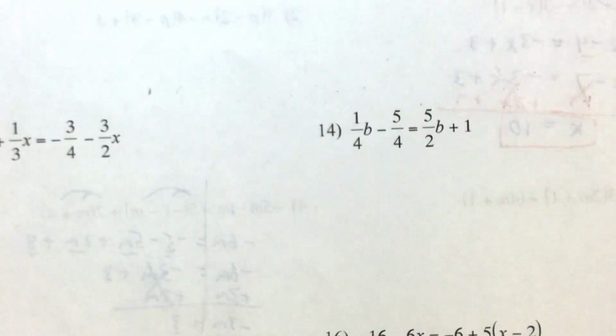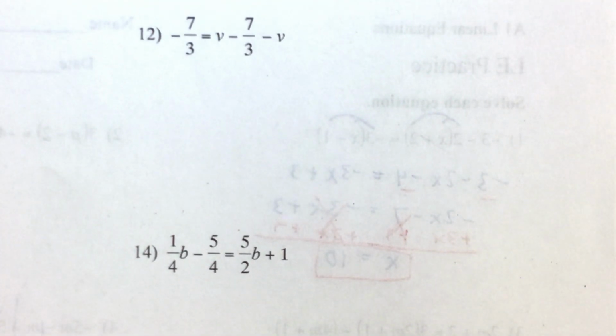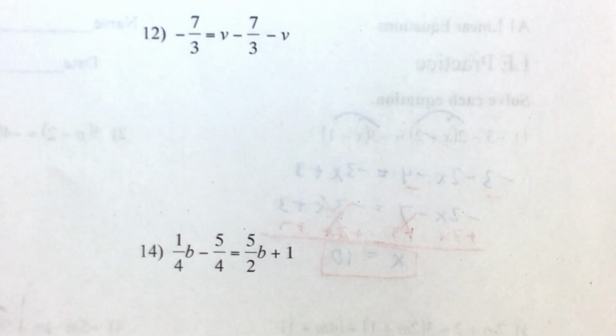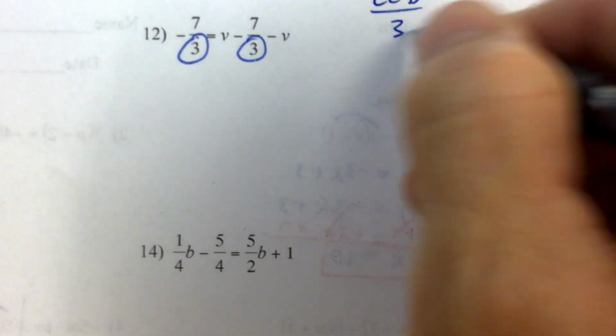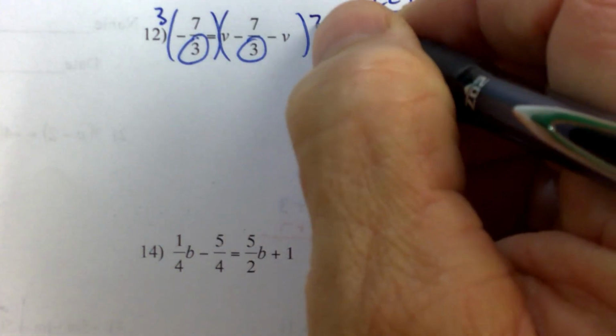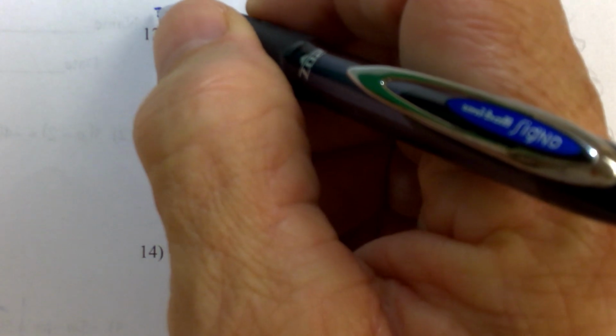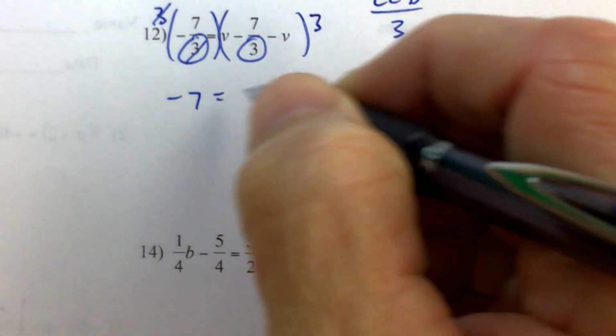Alright, let's scoot on over and look at number 12 on the back side. So for number 12, again, we've got a situation where we've got fractions, and when every denominator is the same, that would be the lowest common denominator. So what we're going to do here is multiply both sides of the equation by 3. And I'm going to do this a little differently this time. So I'm just going to write a 3 next to the left side, showing those 3's canceling, and on the left side we get negative 7.